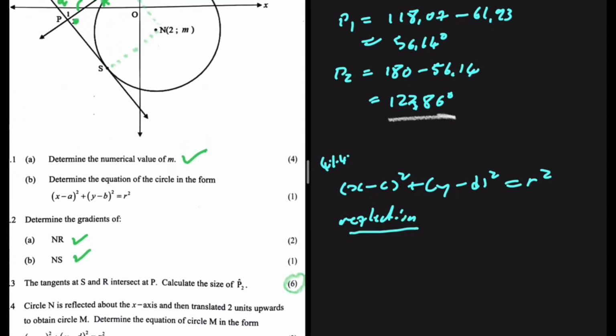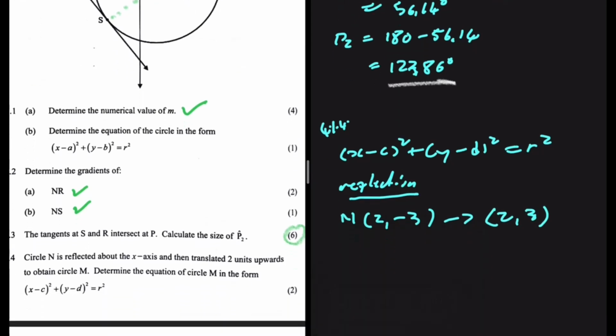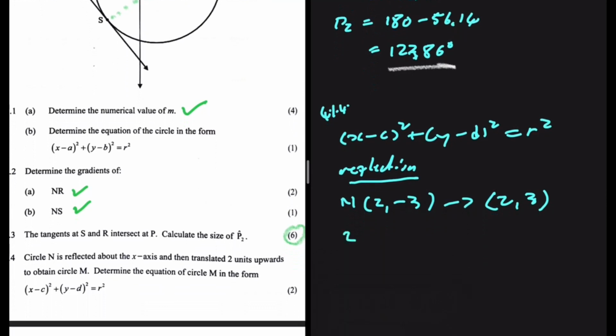So the coordinates of N were 2 and minus 3. If we reflect about the x-axis, we're going to get 2 and positive 3, because minus multiplied by minus 3 should be plus 3. So that is our reflection. And now we need our translation 2 units upwards. So 2 units upwards, how will that affect our equation? Now we have 2 and 3. We need to move 2 units upwards. From positive 3, if we move 2 units upwards, then we're going to have 2 and 5.